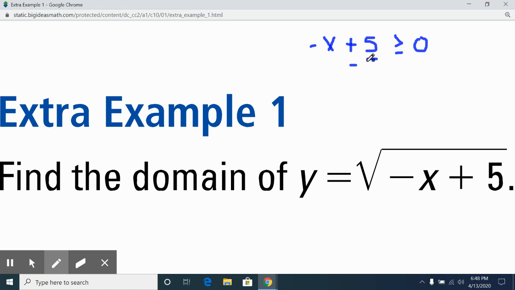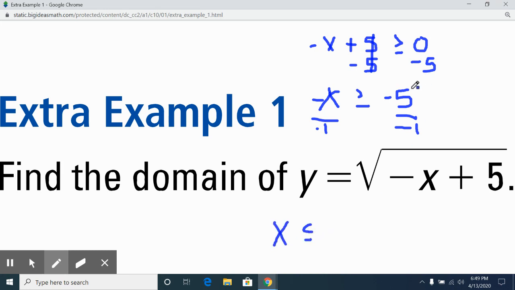So let's solve this first for x by subtracting 5. That leaves me negative x greater than or equal to negative 5. And again, to get rid of this negative sign, we would divide by negative 1. What that does is it flips this sign the other way. So my final answer would be x is now less than or equal to negative 5 divided by negative 1, positive 5. So this is our answer.